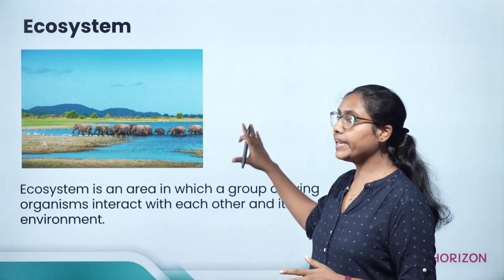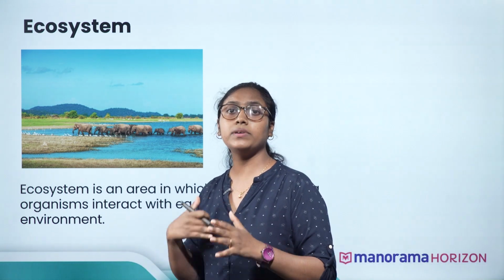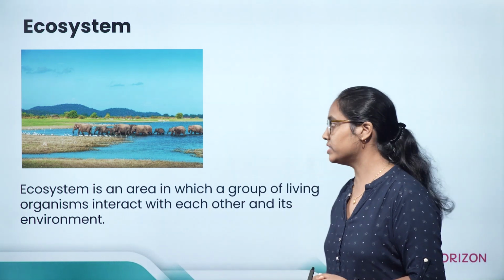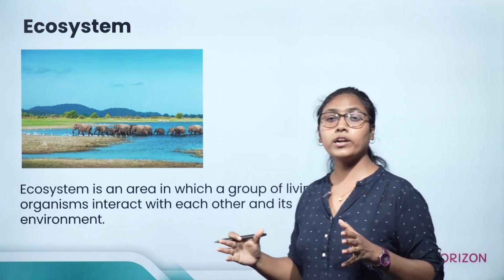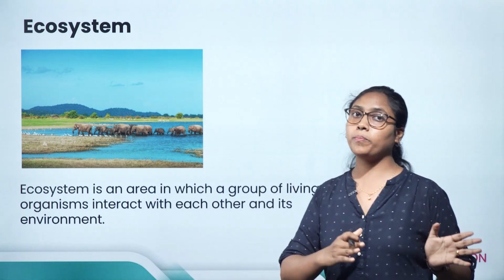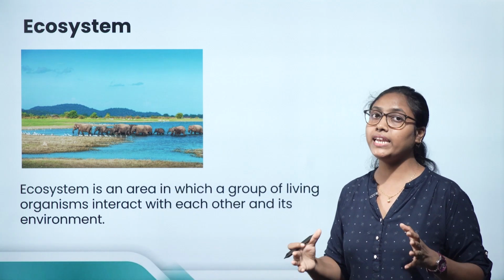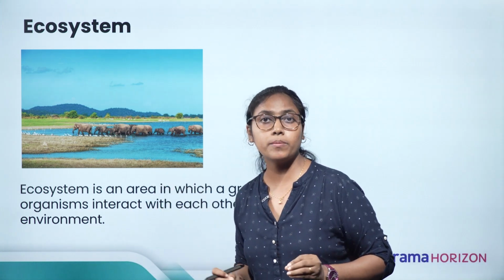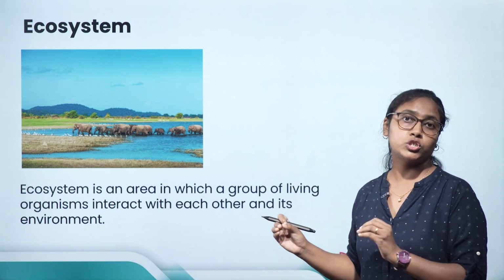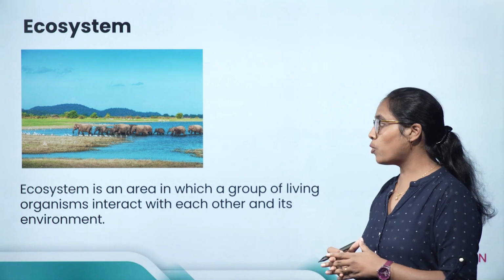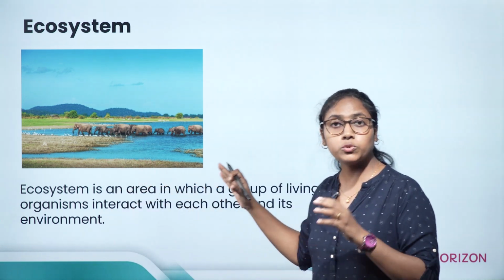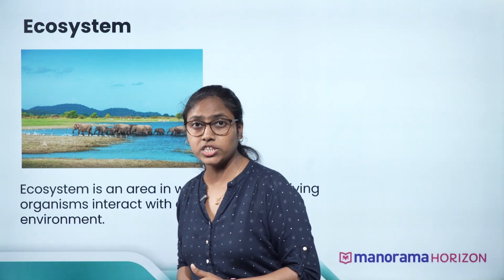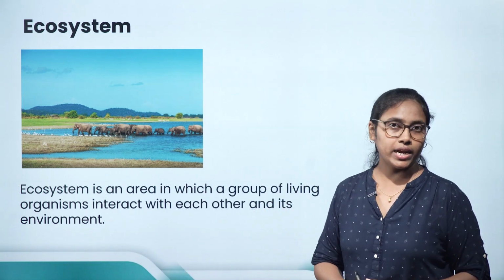An ecosystem is an area where a group of organisms interact with each other as well as with their environment. As you have seen earlier, a pond had a group of organisms, both plants, animals as well as many microorganisms. Along with that, they were interacting with the abiotic components such as water, soil, air, etc. So, an ecosystem is an area where a group of organisms interact with each other and with their environment.